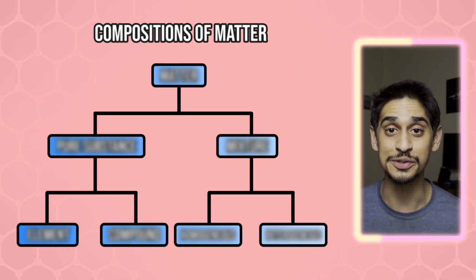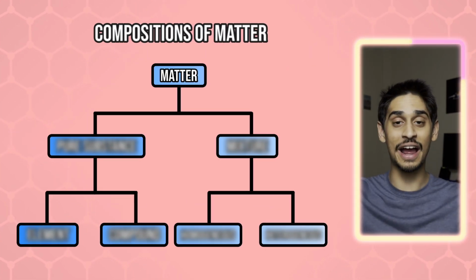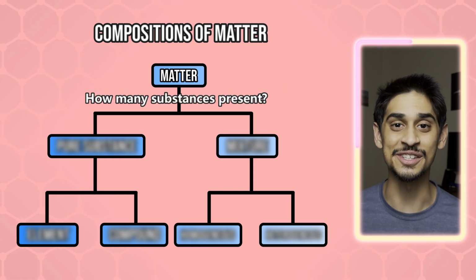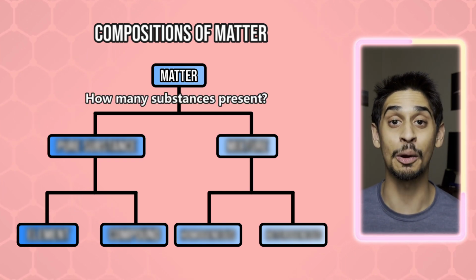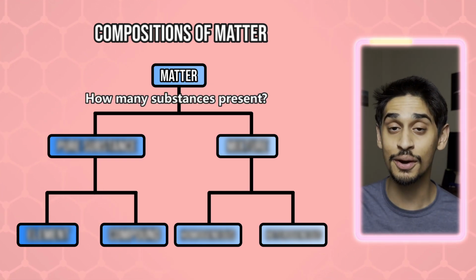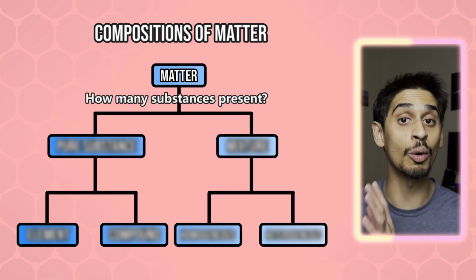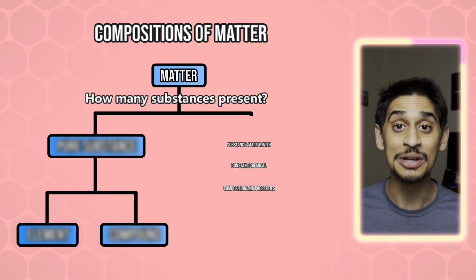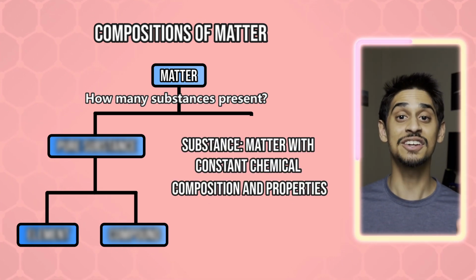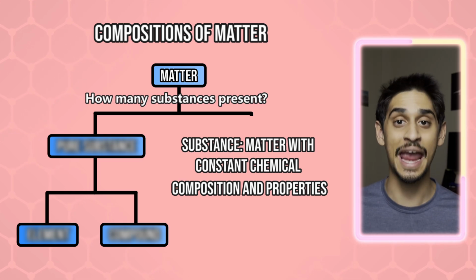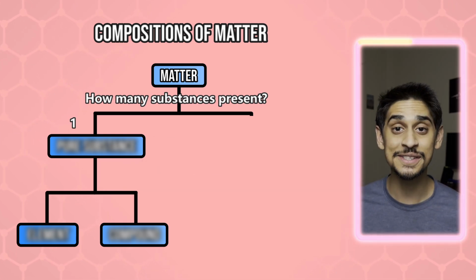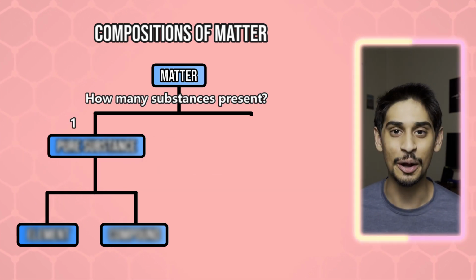The easiest way to learn this is to break it down using a flowchart with all matter at the top of that flowchart. Next is to determine how many substances are present. Is there only one substance present, or are there 2 or more substances present? Remember, substances are anything that retain constant chemical composition and properties. If only one substance is present, then great, it's considered a pure substance.